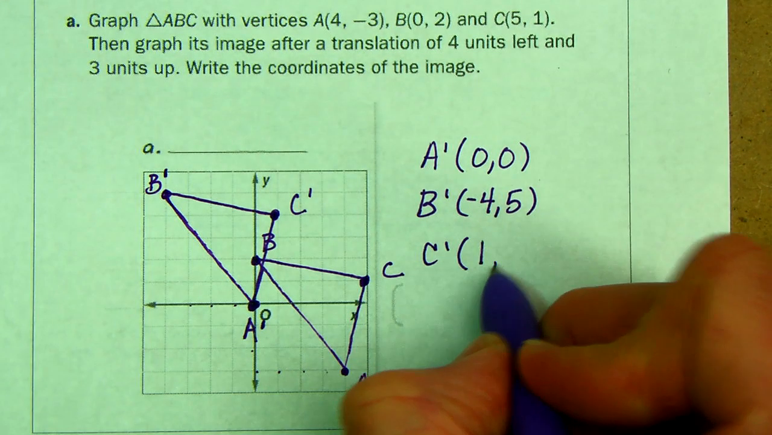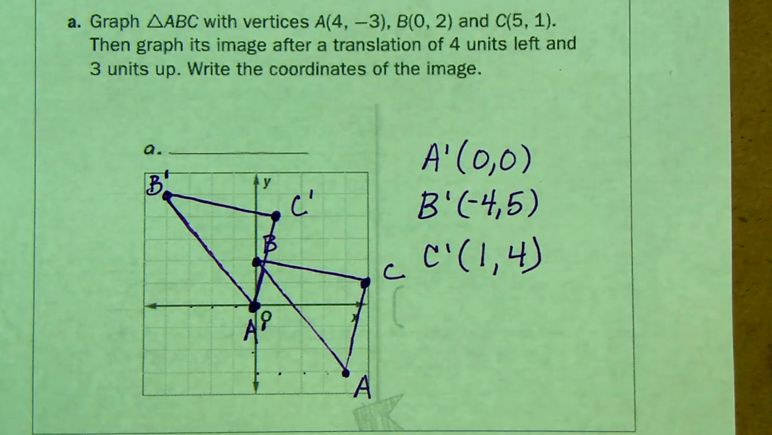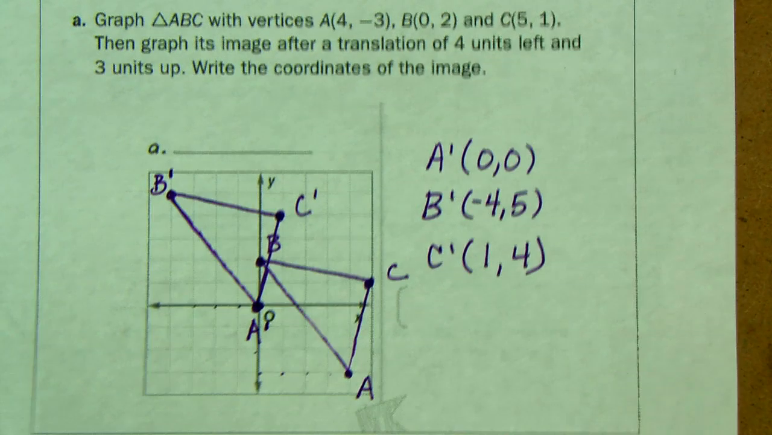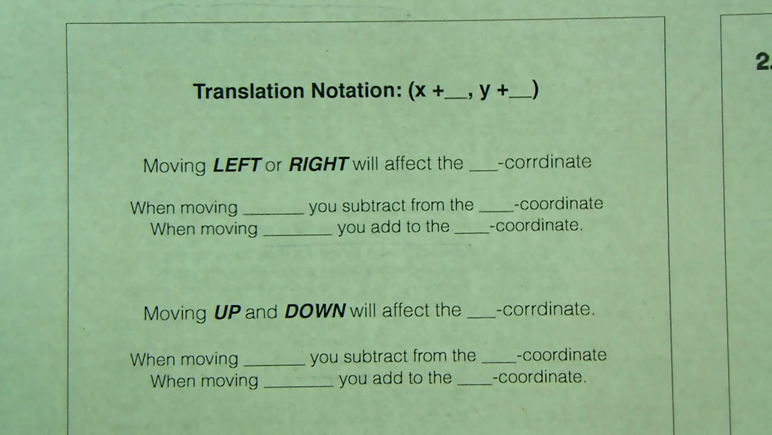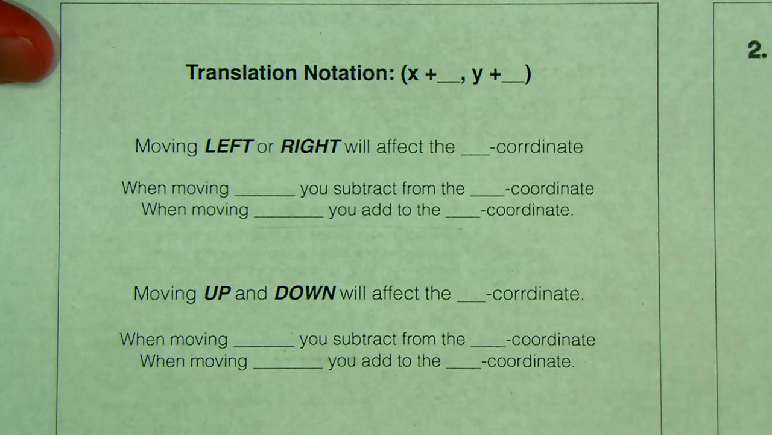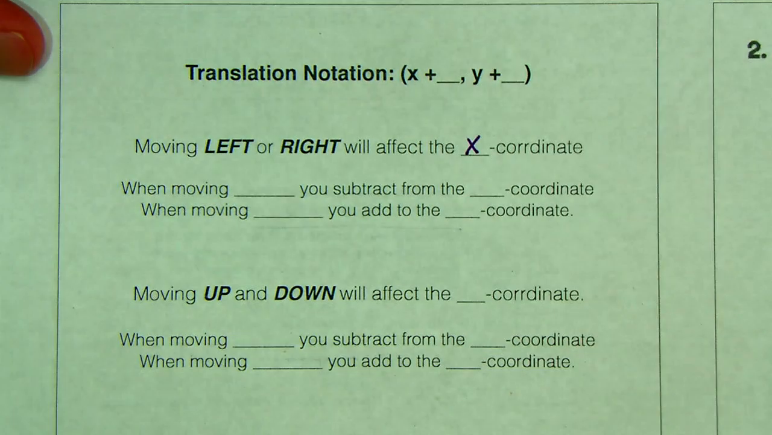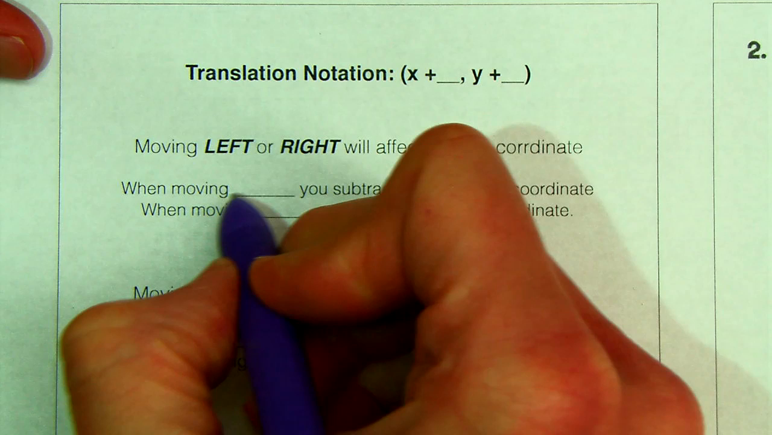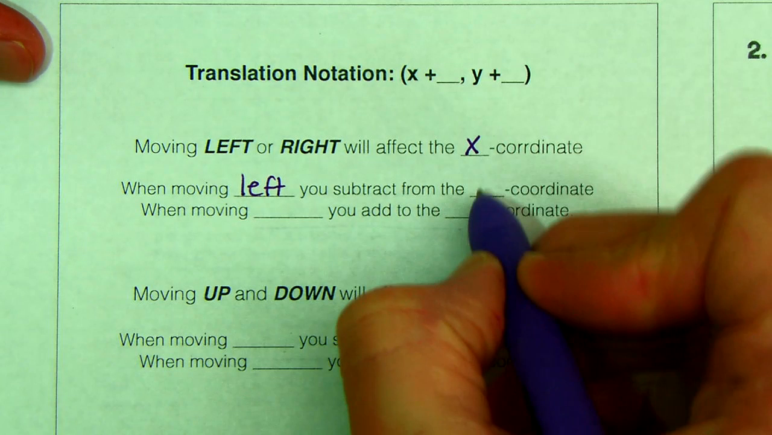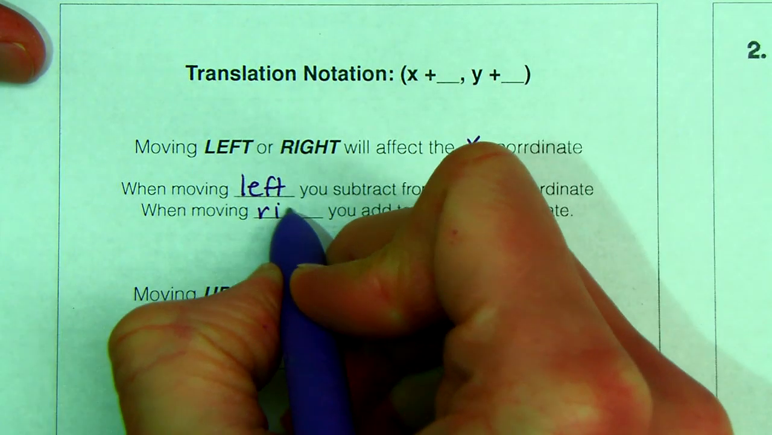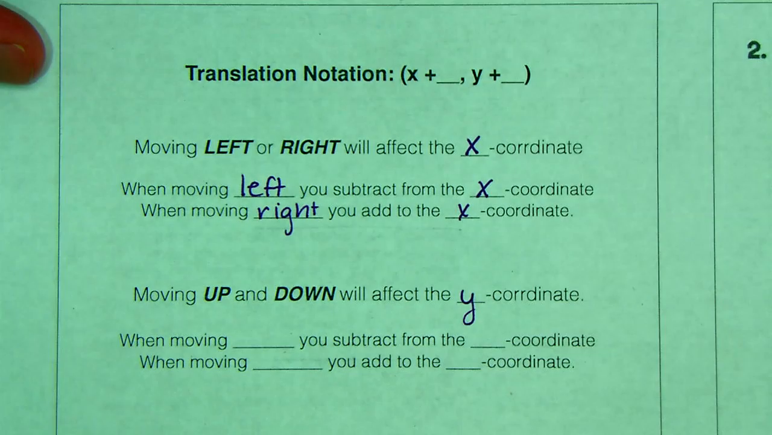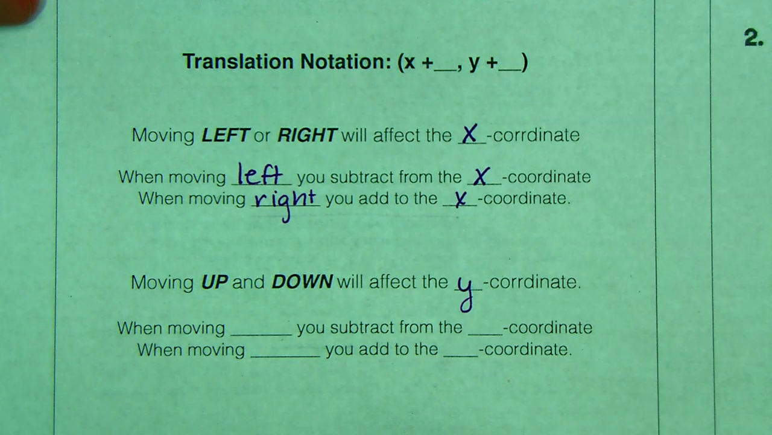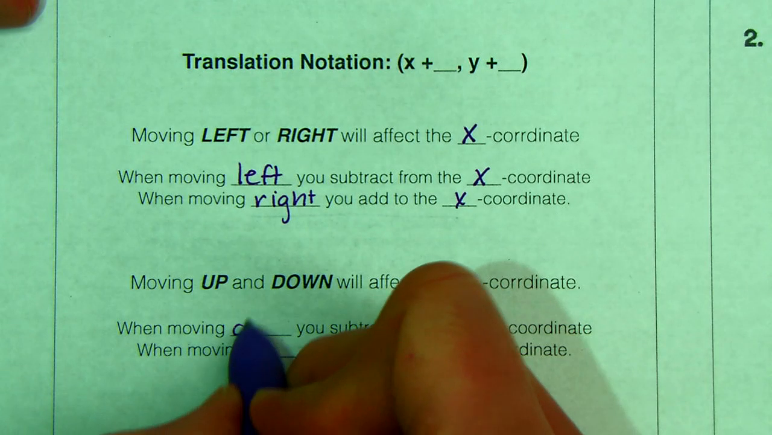Okay, turn this sheet over real quick. Here, talking about translation notation. If we're moving left or right, that affects the x coordinate. Kind of already talked about this. When you move left, you subtract from the x. If you're moving right, you add to the x. Up or down changes the y. When you move down, you subtract from the y, and when you move up, you add to the y.